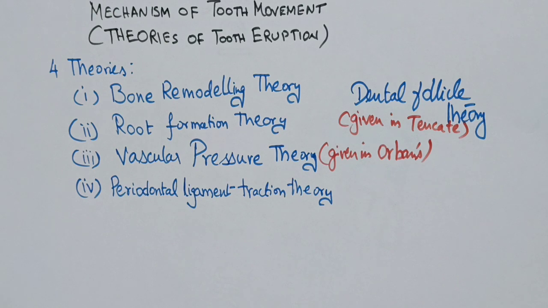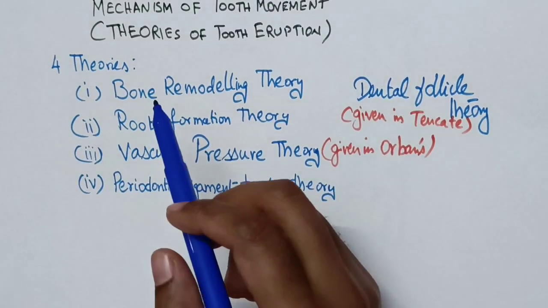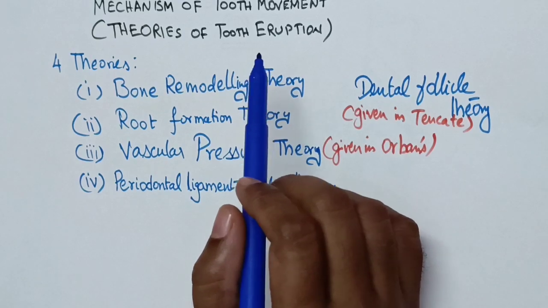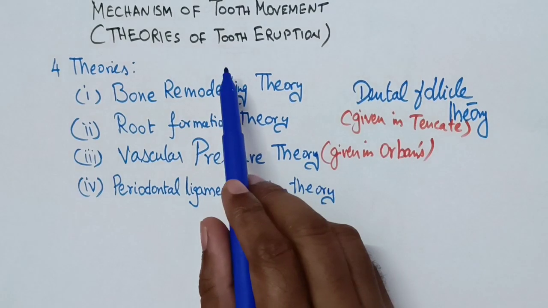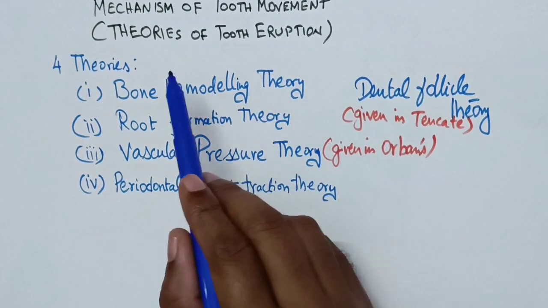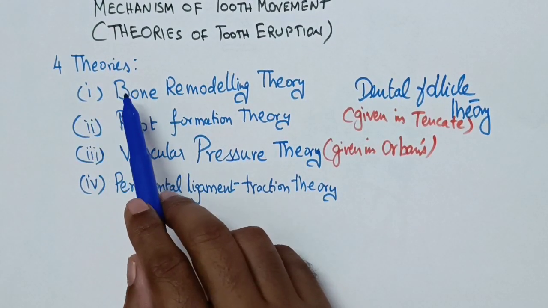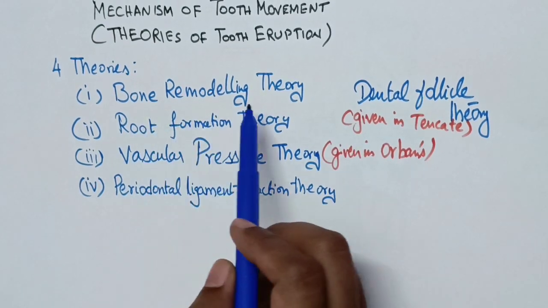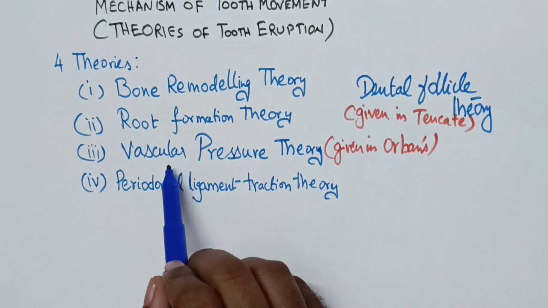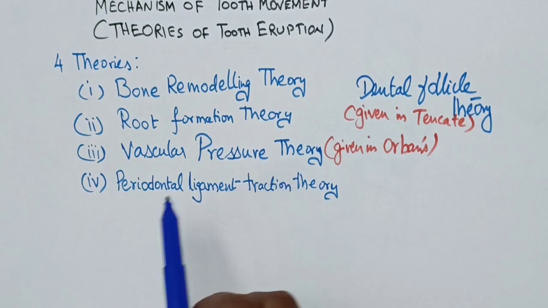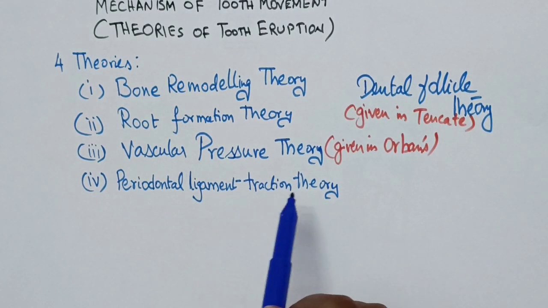So today we'll see the continuation of the previous video on the chapter tooth movement. Today I'll be telling you the theories that have been put forward to explain the mechanism of tooth eruption. There are four theories in general. First theory is bone remodeling theory. Second one is root formation theory, third one is vascular pressure theory, and the final one is periodontal ligament theory.